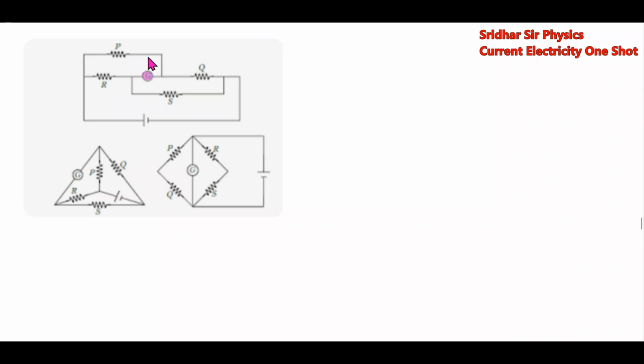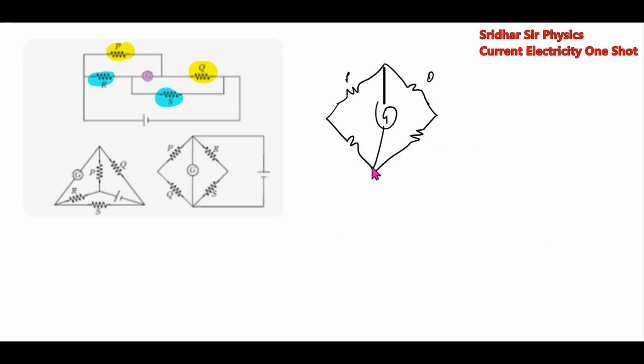If the ratio of these two arms, P by Q, is equal to R by S, then we can remove the particular galvanometer. P, Q, galvanometer, R, S. The same Wheatstone network, only it is connected in a different way.